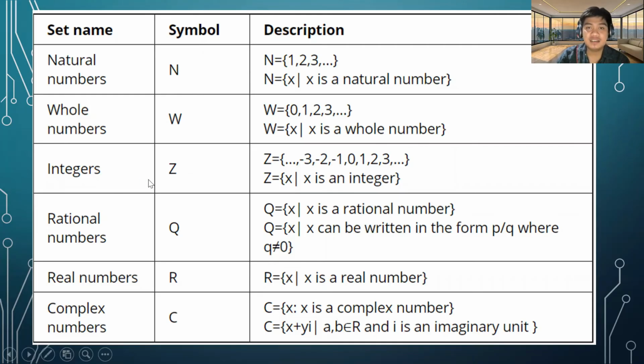And we have integers. So here we have integers, positive and negative integers. And then we have also the rational numbers. Rational numbers are numbers that can be written in the form of p over q, where q is not equal to 0. And we have real numbers. And then we have complex numbers, letter C. So x such that x is a complex number. When we know that there is an imaginary number i, the letter i, which is the square root of -1, basically it is part of complex numbers.